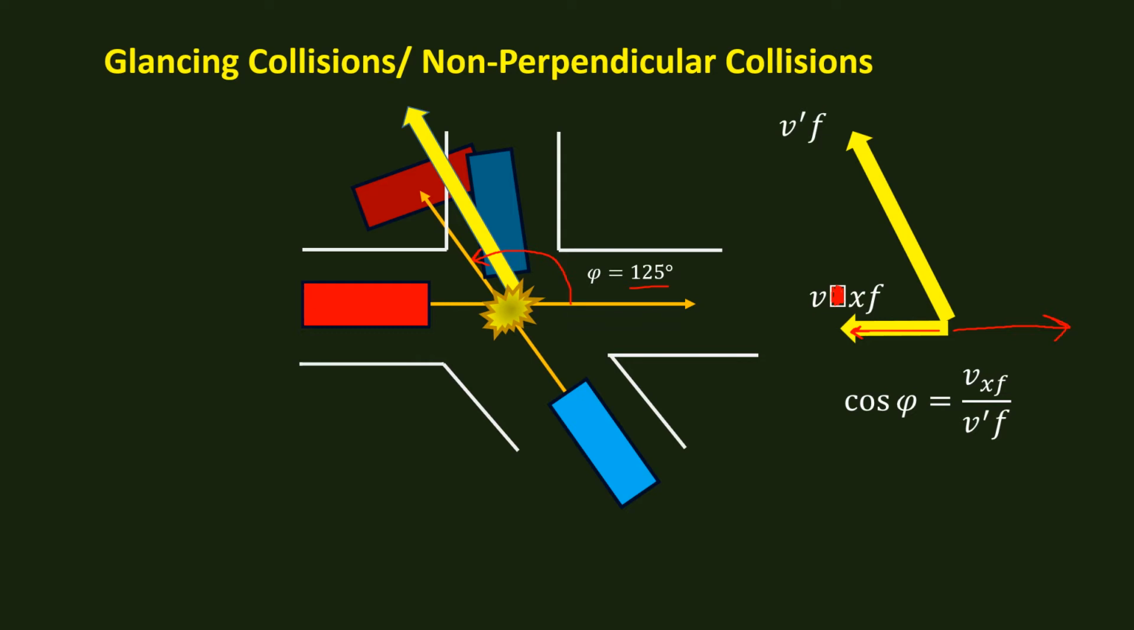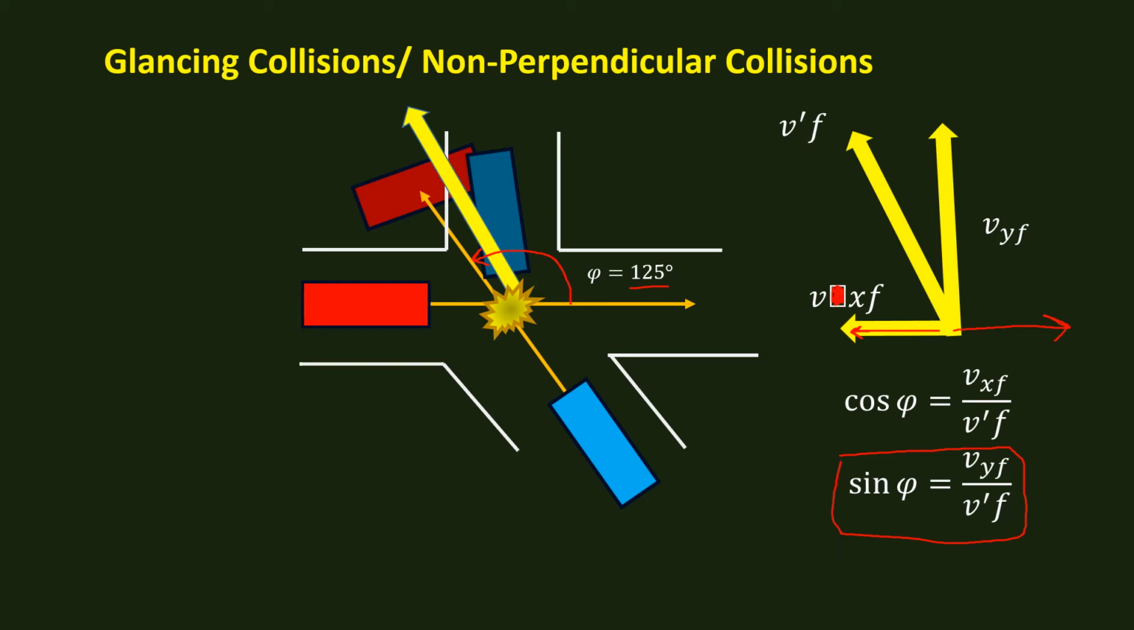And so this is basically our equation for this angle right here. Cosine of phi equals Vxf divided by V prime f. And then our sine component for this extra part here is going to be equal to this right here. And that's this right here.